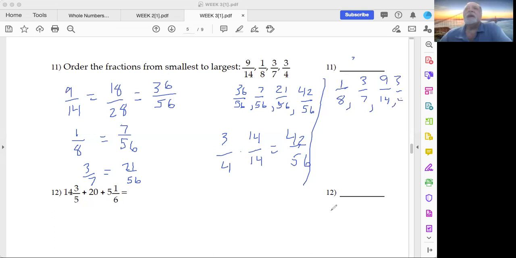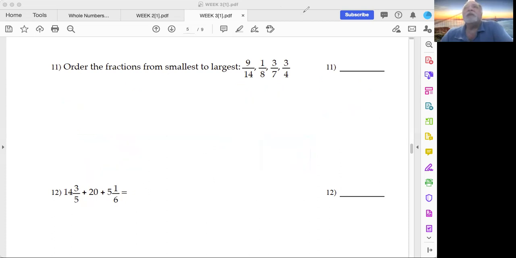Okay. And that's the only way I can do a problem like that accurately, right? Because the denominators have to match. If the denominators don't match, then I can't order these. I could guesstimate, but that might make a mistake. All right, so moving down.